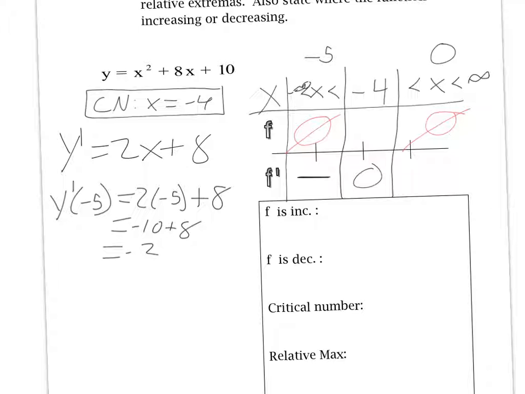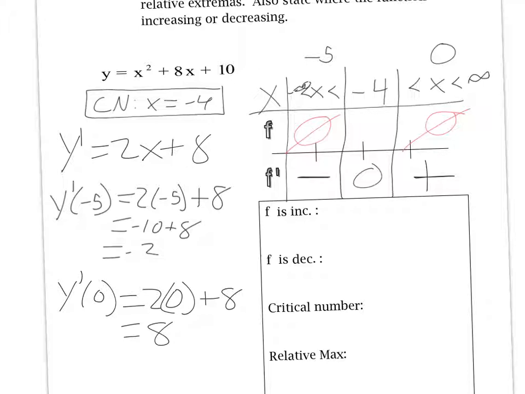Okay. Now, let's test the value that's to the right. And I chose 0 because I thought that'd be the easiest one to plug in. So let's do that. The derivative at 0 equals 2 times 0 plus 8. Well, this is clearly just 8, which is a positive number, so we could say that to the right, the derivative is positive. And we can be certain that it's not going to change because there is no other time when the derivative equals 0.